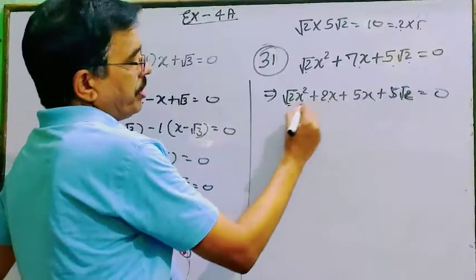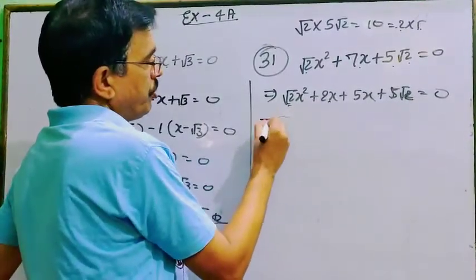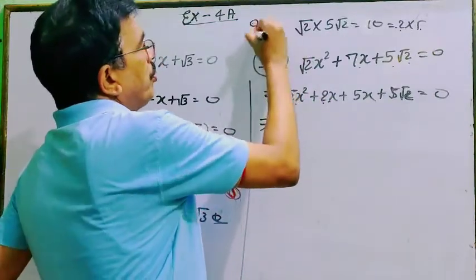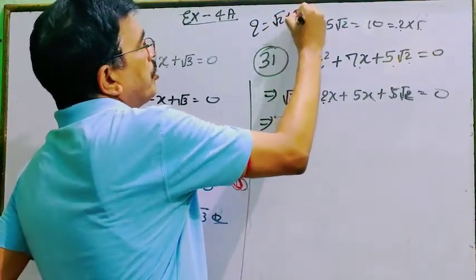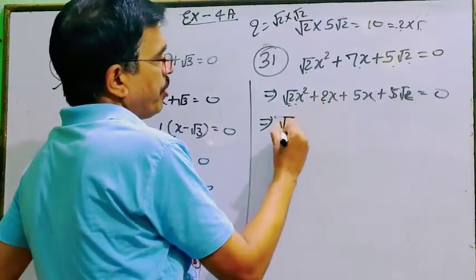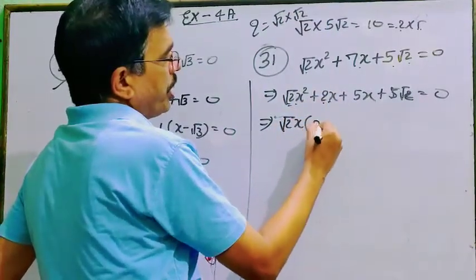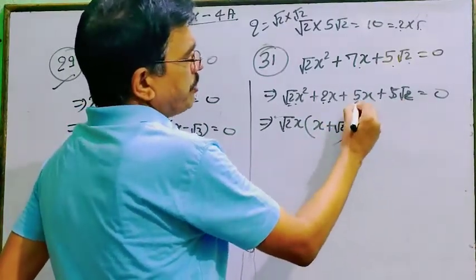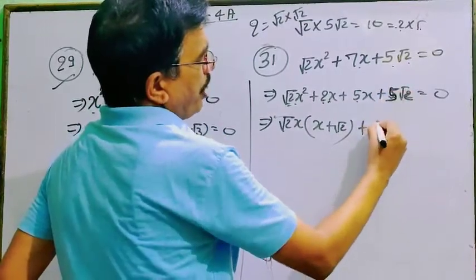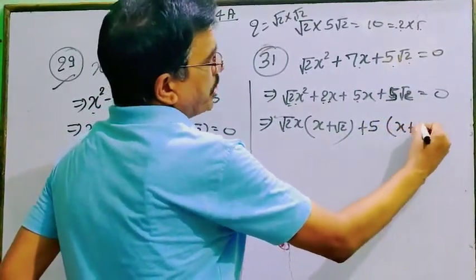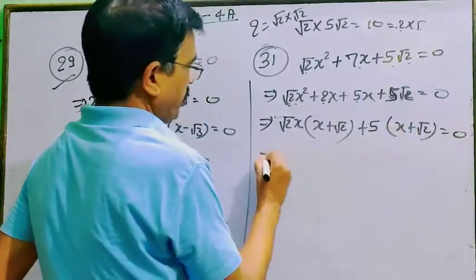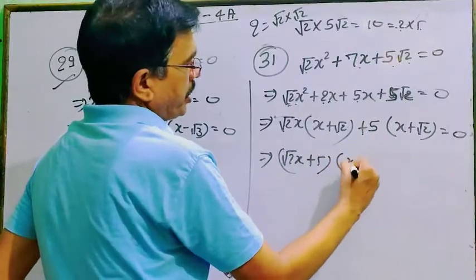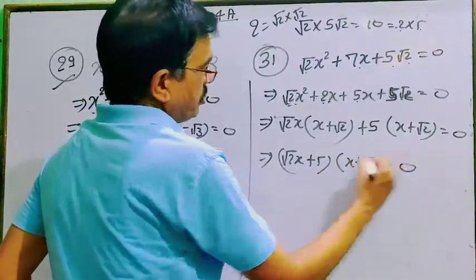So what is the common between them? Here is root 2 and there is 2. In 2, root 2 is present, because 2 you can write as root 2 into root 2. So take common root 2x. There, here is only x and here is only root 2. Plus, here is 5x, here is 5 root 2. So 5 is the common, then it is also x plus root 2 is equal to 0. Then it is root 2x plus 5 and x plus root 2 is equal to 0.